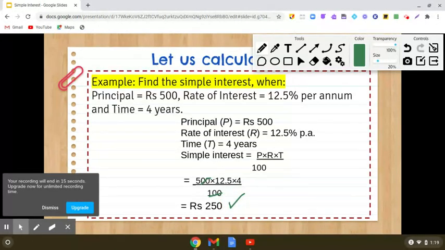I hope this question is clear to you. So what is the formula for simple interest? Just remember this: SI is P into R into T divided by 100.